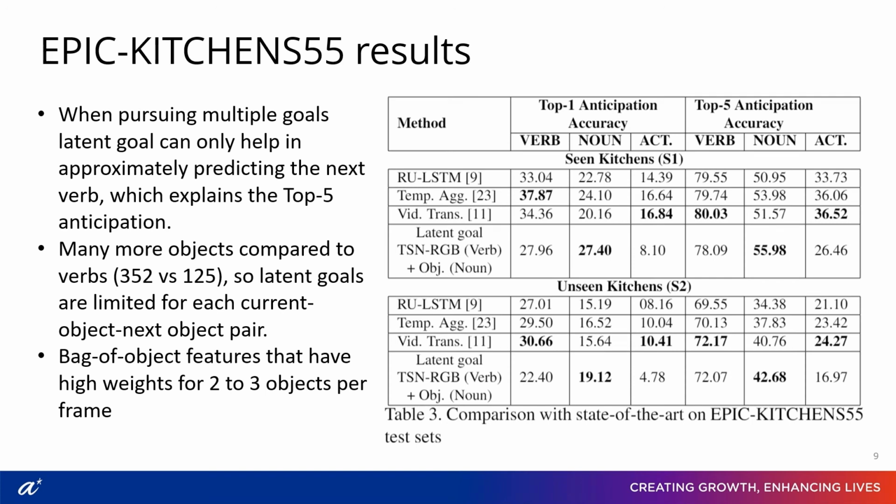For epic kitchens, we get very good results for noun anticipation. We think that because there are many more nouns compared to the verbs, having a latent goal representation limits the number of next objects which are available for a particular current object. And this helps in increasing the probability of predicting the correct noun.